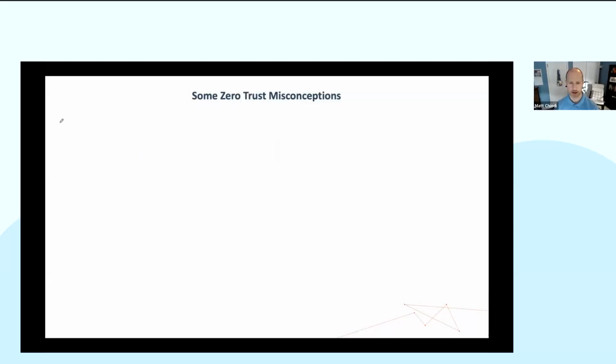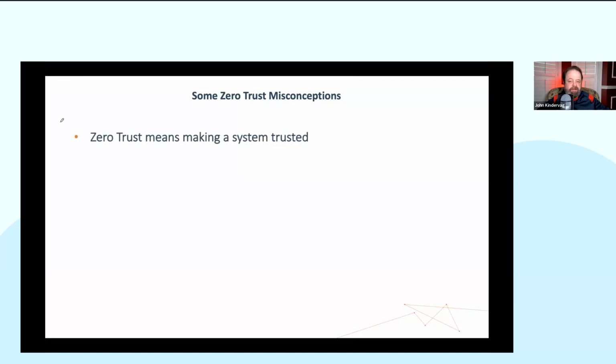Well, I love that, and I think it's a good transition to your next slide on some of the common misconceptions. Why don't we go through those? Yeah. So the first one is that zero trust means making a system trusted, and that's not true, right? Here's a question for you. How much trust should there be in a system called zero trust? Zero. Yeah, it's pretty easy.